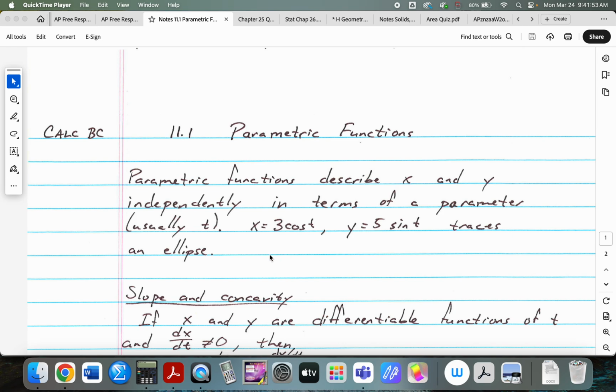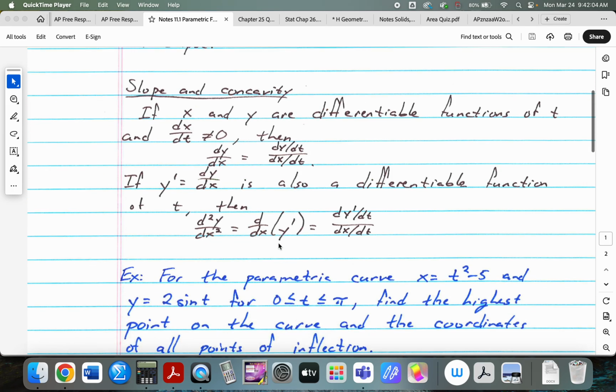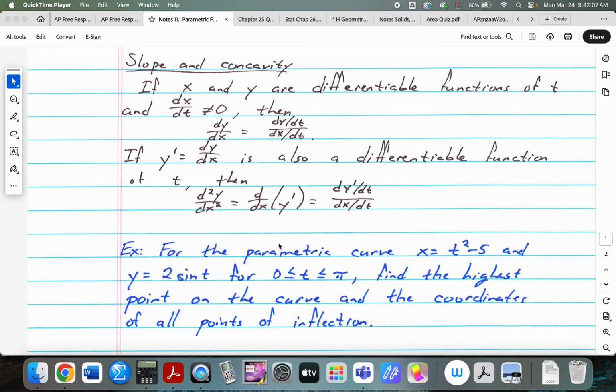So for example, if you graph x equals 3 cosine t, y equals 5 sine t, it traces an ellipse. Hopefully that sounds somewhat familiar to you. Well, now let's move on to the calculus part of it. So slope and concavity.